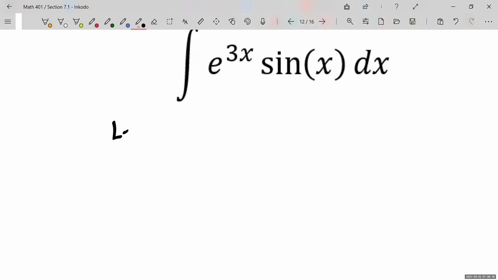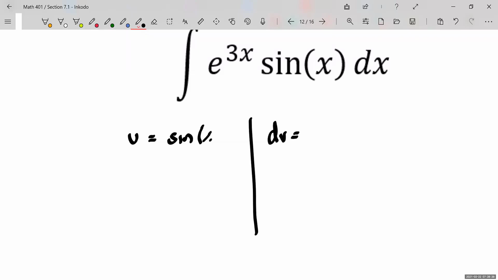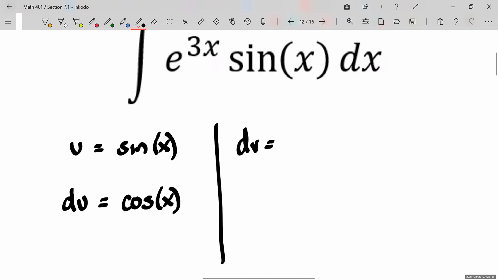We'll say let U, actually, I don't even need to say let U. Let's just build our table, right? So U is equal to, and dv is equal to. So if U is going to be the sine of x, not a bad choice at all, then du will be the cosine of x. And I like that because if you were to integrate the sine of x, you have that negative cosine of x, and that's kind of a pain, honestly. And then therefore, if U was the sine, then dv would be e to the 3x dx.